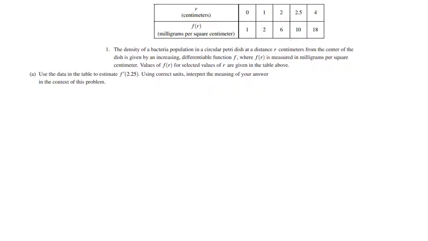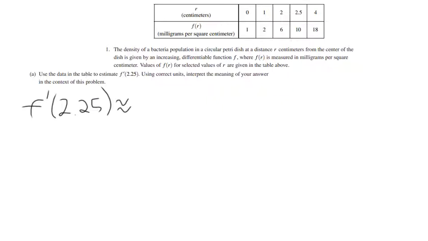The density of a bacteria population in a circular dish at a distance of r centimeters from the center of the dish is given by this increasing and differentiable function f, and we have some values here for r and f of r in our table. And the first part, we're going to be approximating f prime of 2.25. So we'll say f prime of 2.25. And we have to write down approximately equal to.